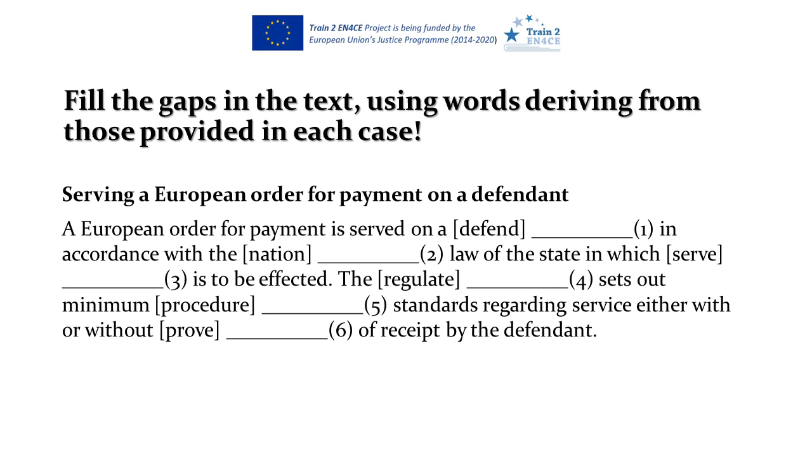So you have the text here, you have missing words. There is a verb in the bracket. You have to do the word formation, change it to the noun, basically. So a European order for payment is served on a defend... You have to change it to a noun. There are two slides for this one. So I will give you 2 minutes to finish this one first, and then we will go to the second one, and then we will see the answers. You can choose the correct words.